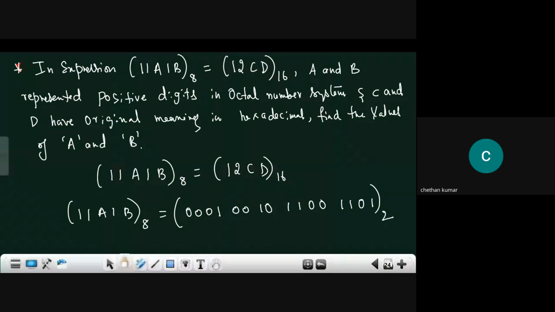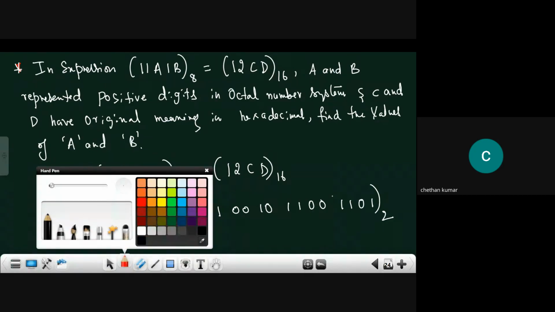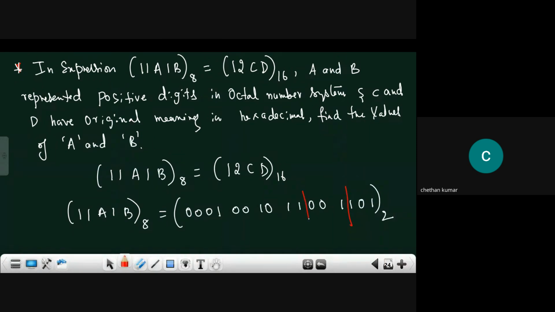If you convert this binary to octal, group with how many digits? 3 digits. Now this is 0, 001 means 1, 011 means 3, 001 means 1, 101 is nothing but 5. Now what are A and B positive values?